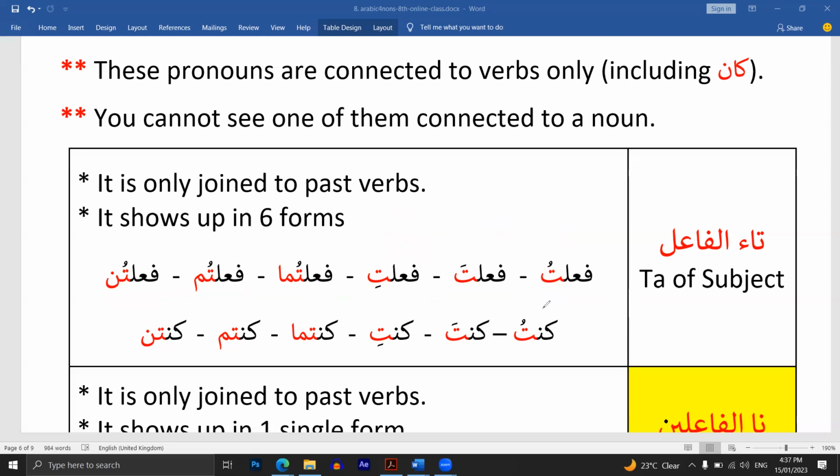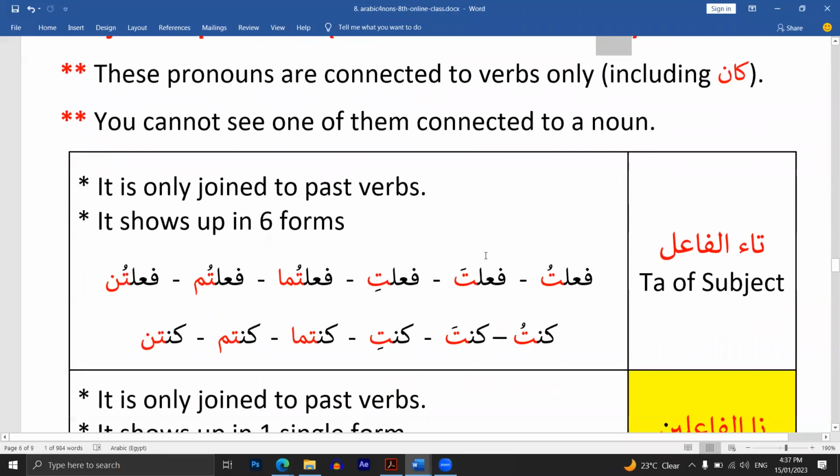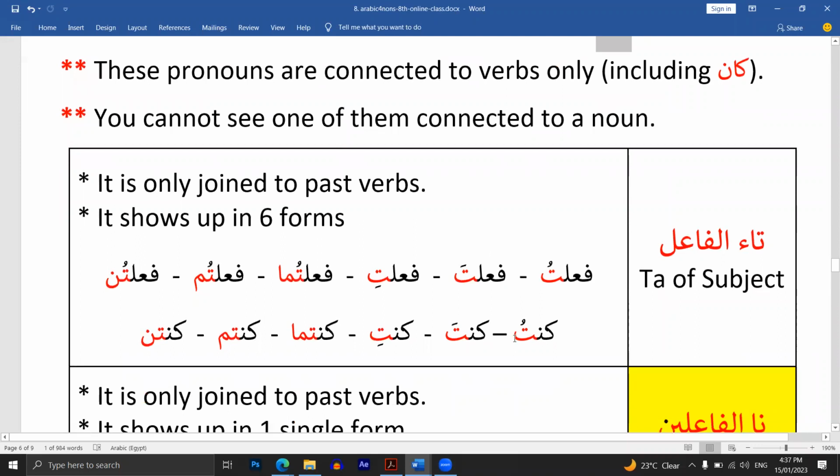Okay, let's move to the second line. We said this subjective pronoun will come with the verb or كان. In case we see it connected to كان, it will be the noun of كان, اسم كان: كنت, كنت, كنتِ, كنتما, كنتم, كنتن. The same forms. So once you see تا connected to a past verb, automatically this one is تاء الفاعل.